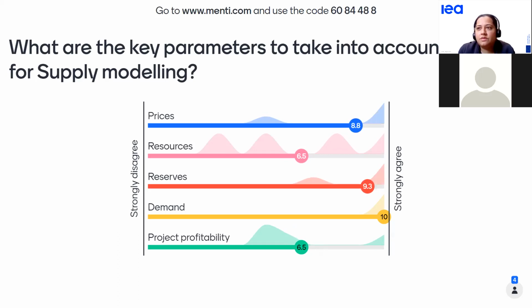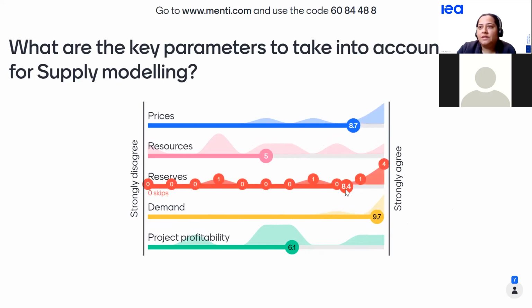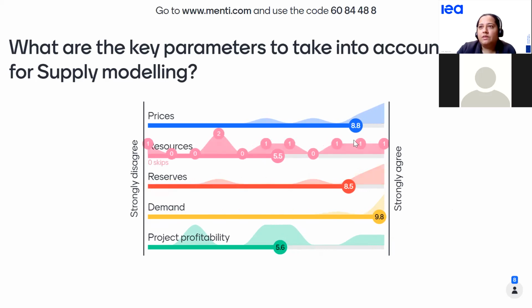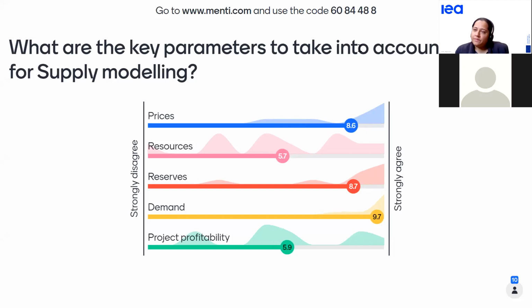It's interesting to see that most of you, here we have 5 who said strongly agree for demand. So you think that's the first key parameter. Prices is also ranked very high. Reserves and resources are last. It's very interesting.